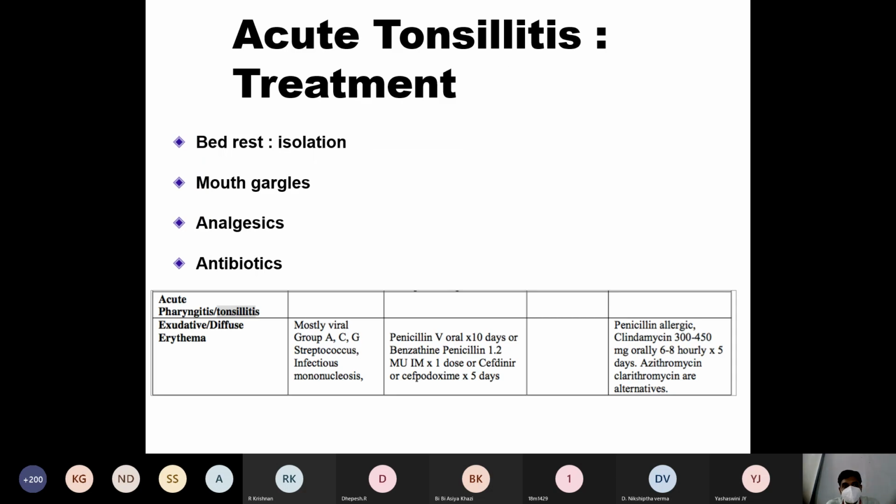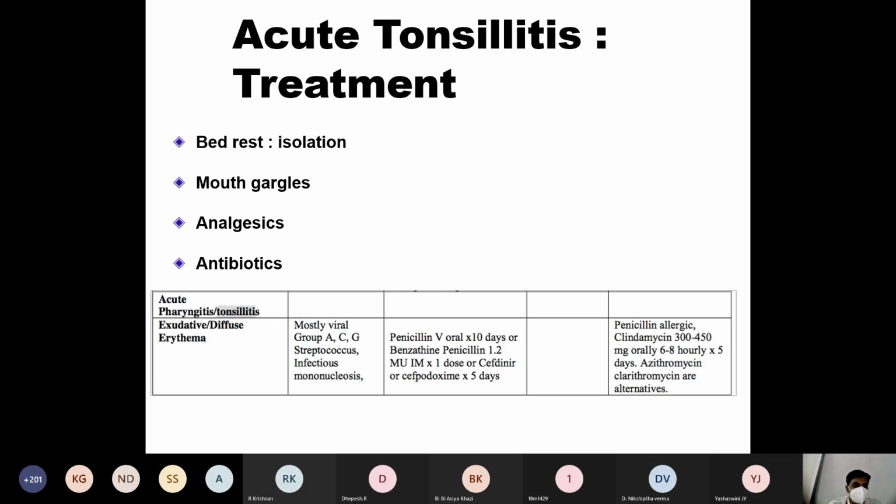So the treatment for acute tonsillitis will be basically bed rest, gargles of the throat. We usually use povidone iodine containing gargles, 1:1 dilution with water. Analgesics, NSAIDs can be used in severe pain. We can even use opiates such as tramadol, and antibiotics are used for the treatment of acute tonsillitis.